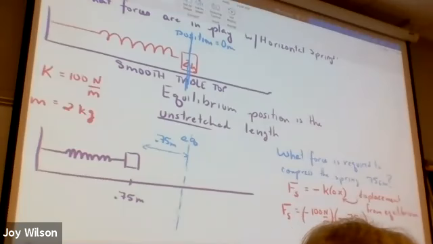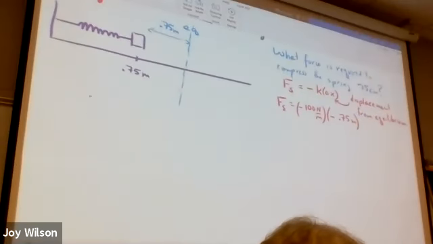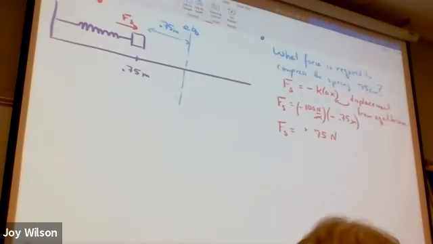Because the displacement is to the left. The displacement is to the left, so I use a negative 0.75. But when I do that with the other negative that's built into the problem, what do I get for my force on my spring? I get a positive force of 75 newtons, which indicates that when the spring is in this position, the spring force is to the right.